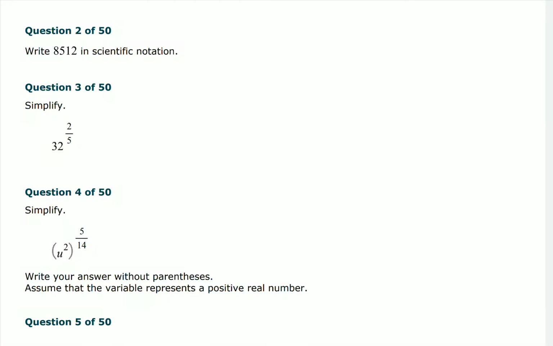Question number 2 wants us to write 8,512 in scientific notation. And this is exactly what we're going to do.